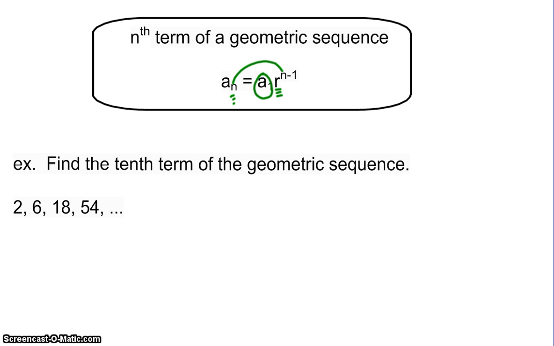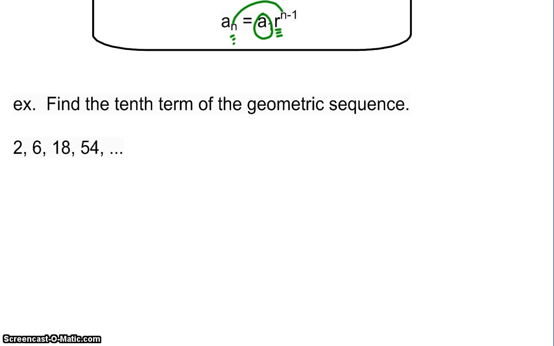If we look at this first sequence here, the first term obviously is 2. Then we need to find the ratio. What is being multiplied to get from 2 to 6, then 6 to 18, and 18 to 54? We're multiplying by 3, so we have a common ratio of 3.